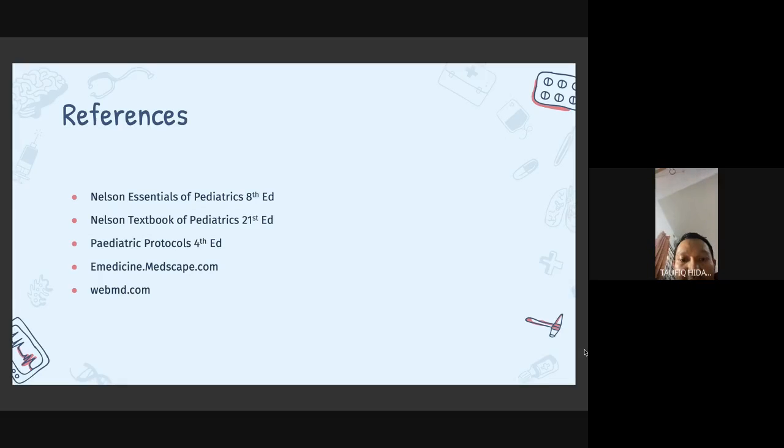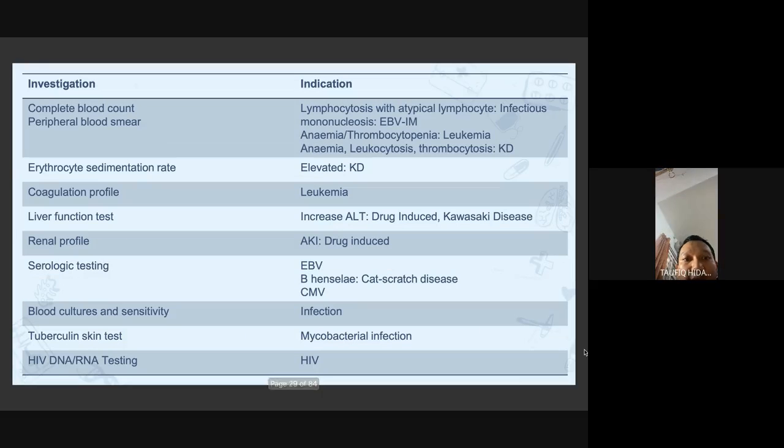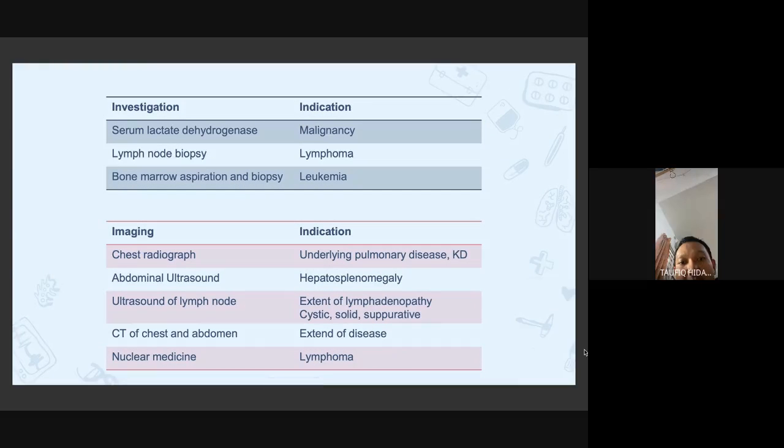Alright, any questions? The important part is the investigation, actually, because we need several investigations to establish the diagnosis. Did you present any indication for biopsy? Because not all lymphadenopathy needs a biopsy. There are indications, actually. Is there any?